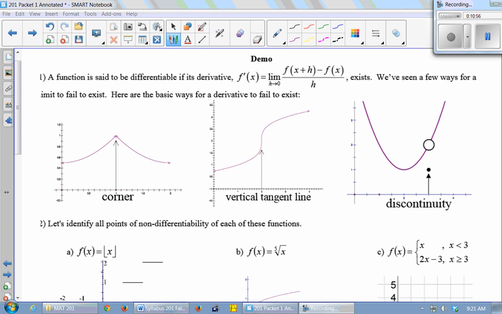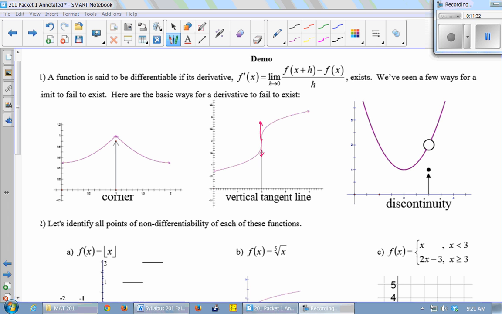A vertical tangent line is a place that's not differentiable because the slope of that tangent line is what? A vertical line has an undefined slope. Yeah. So the derivative would have to be undefined because the derivative represents the slope of the tangent line, and the slope of a vertical line is undefined. And then if we have a discontinuity, you can't take the derivative there, because you can't draw a tangent line at a point that doesn't exist.